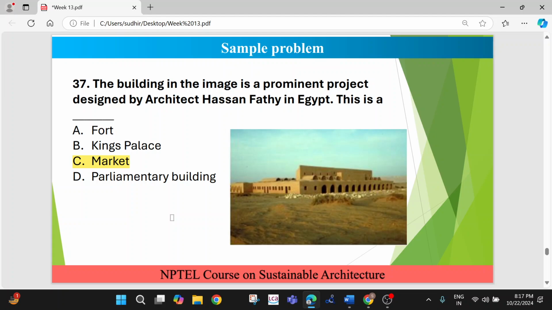So similar kind of pictures of various canals or various type of this dry composting or all those things, you can see the important images and you should be able to recall what this image shows. Fine. Can we move to the next question? Yes, sir. Okay, so here is the question number 38.